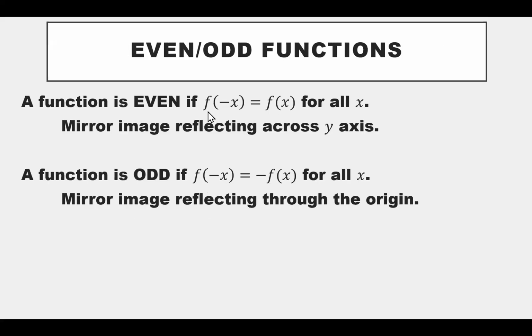So that's how we use algebra. We just plug in the negative x. If we get back my original function, I know my original function was even. If I plug in a negative x and I get back the negative of my original function, then my original function was odd. And if I don't get either, then it was neither.